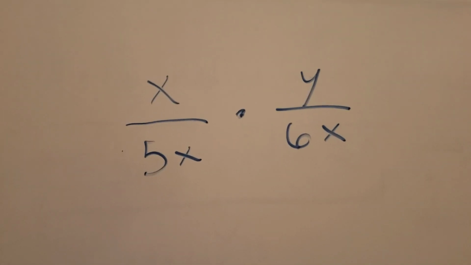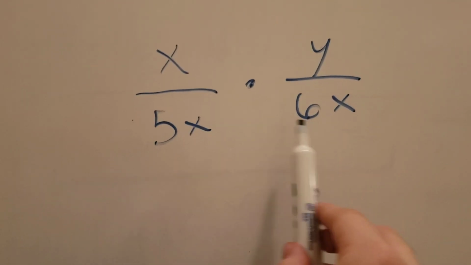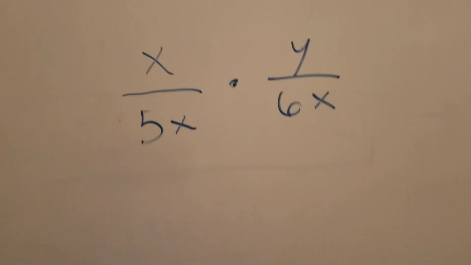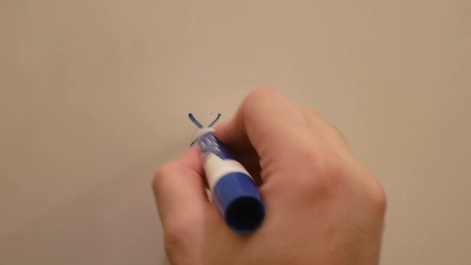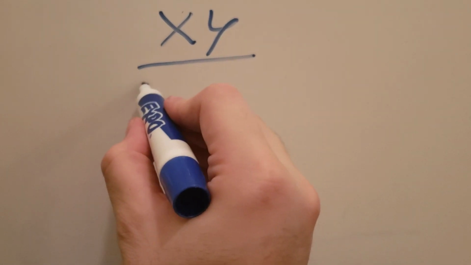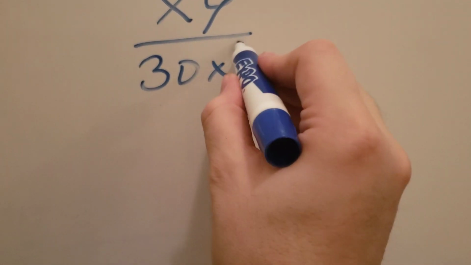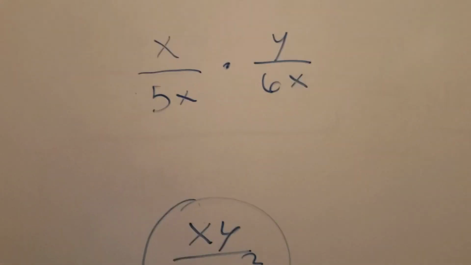Turns out when you're multiplying, you just have to multiply the numerators with each other and the denominators with each other. Simple enough. So in this case, x times y is xy, and 5x times 6x is 30x squared. So there you go. That's the answer to that problem.